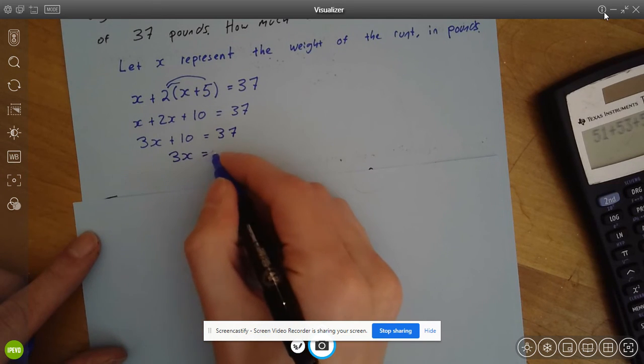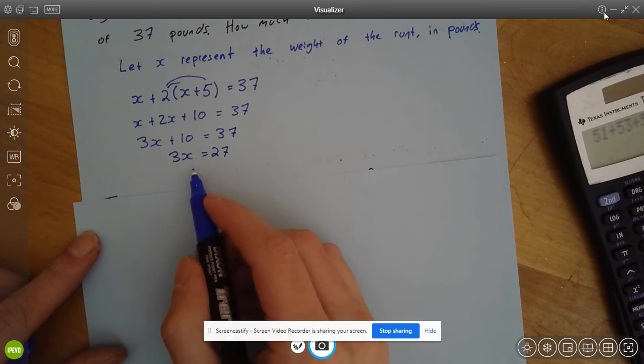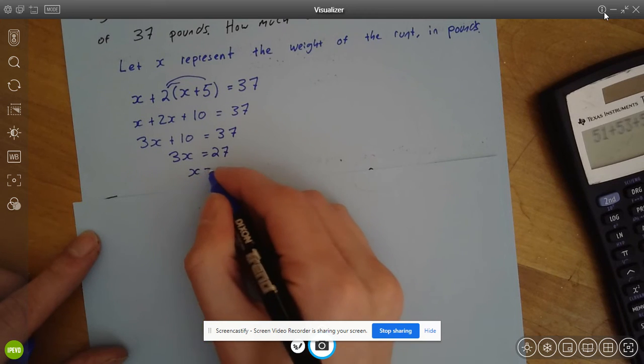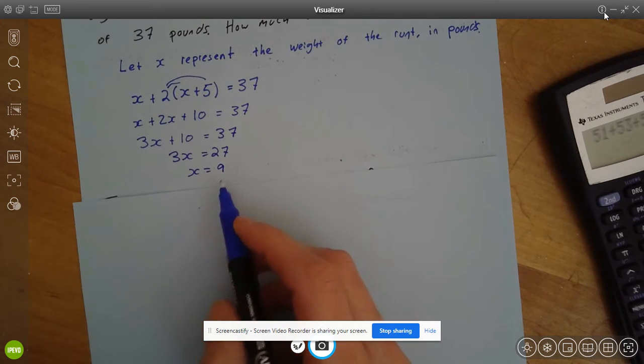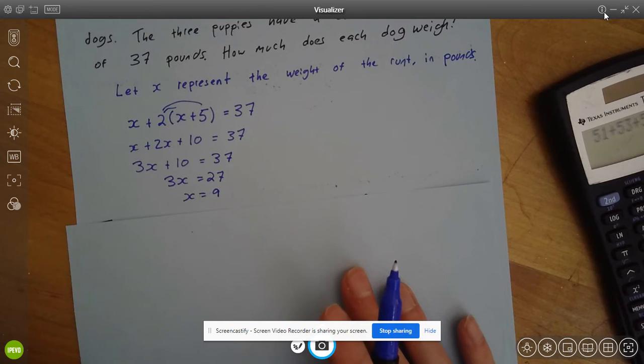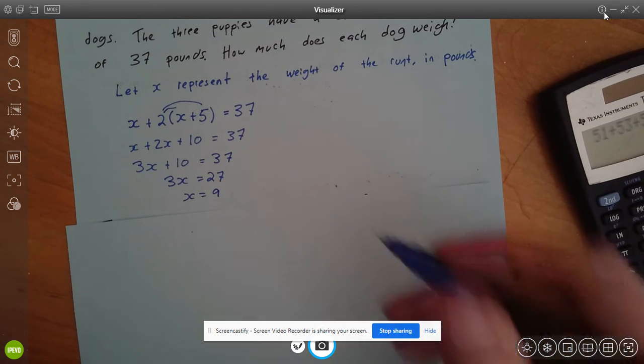So 3x equals 27. And then my last step is just to divide by 3. So x equals 9. What was x? x was the weight of the runt in pounds. So the runt must weigh 9 pounds. And the other 2 dogs were 5 pounds heavier.